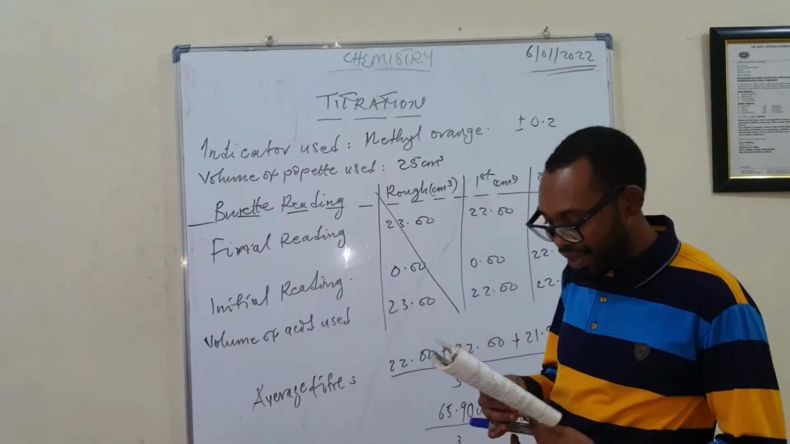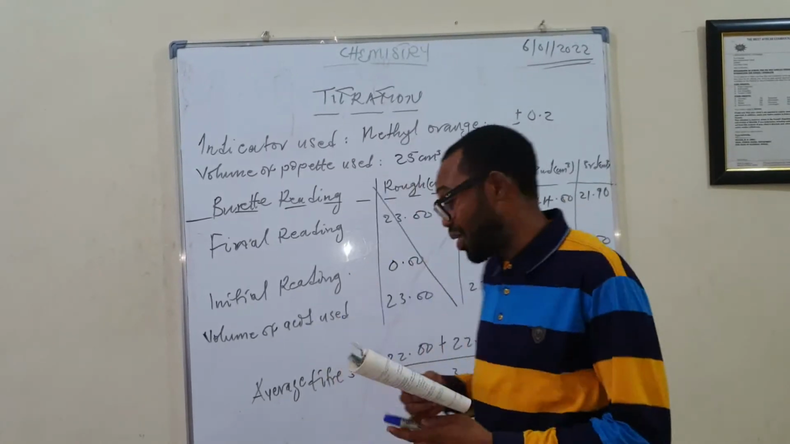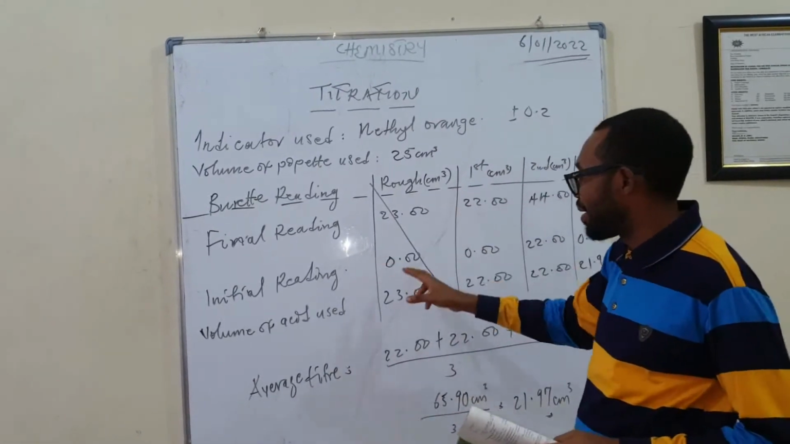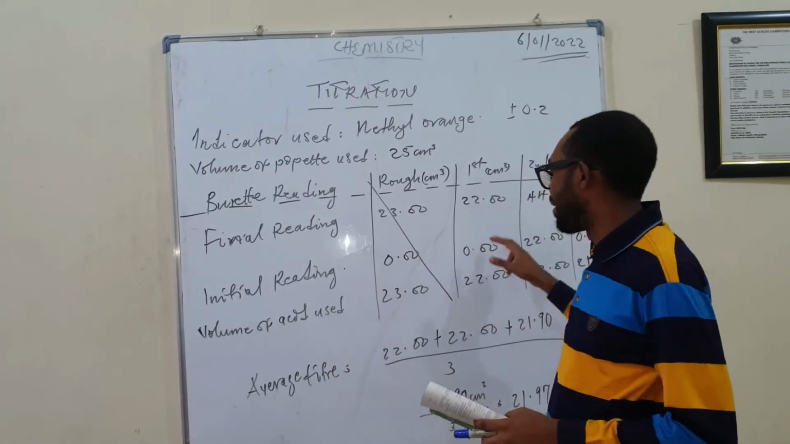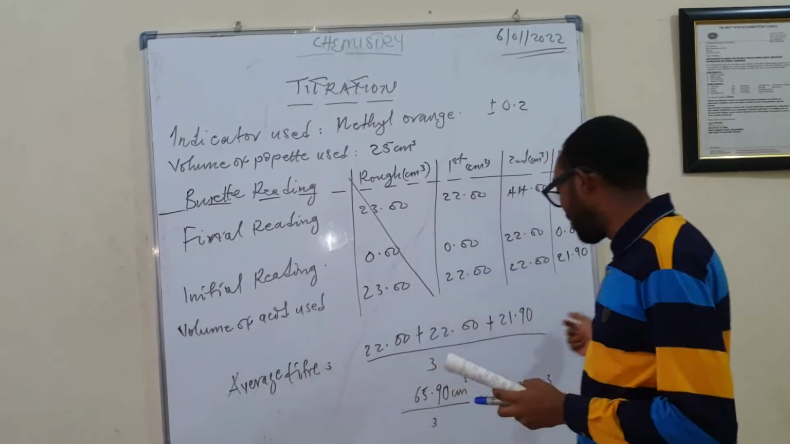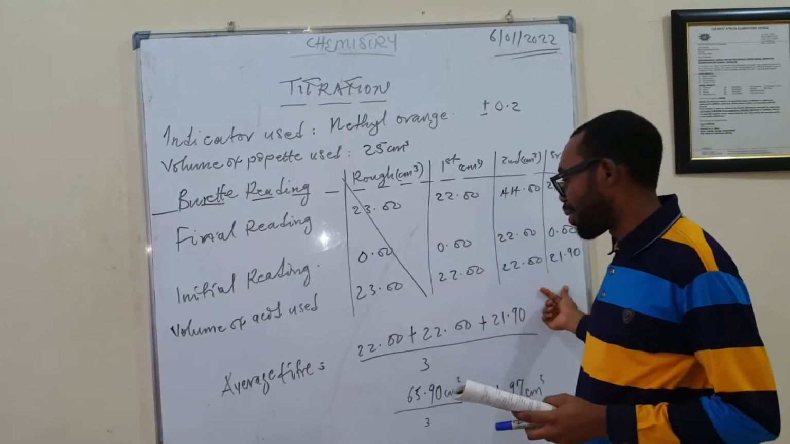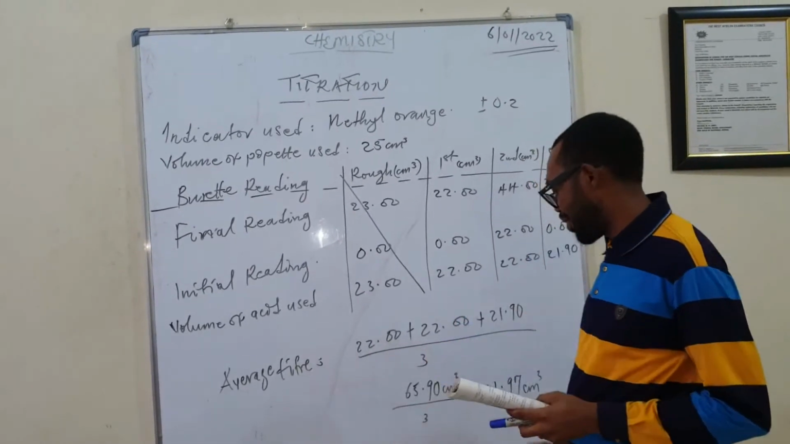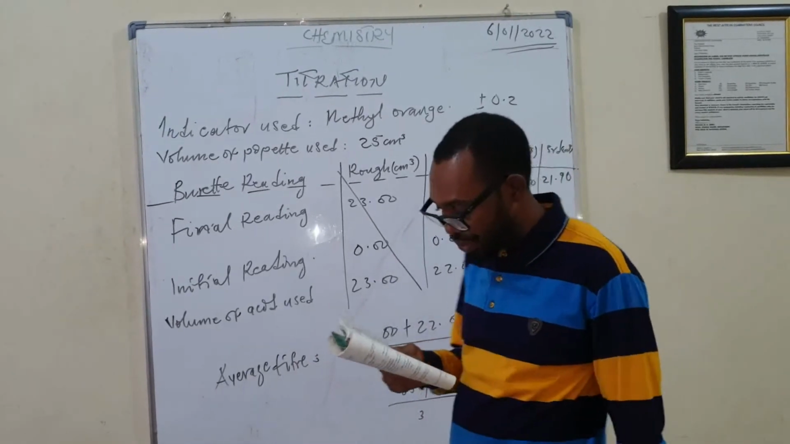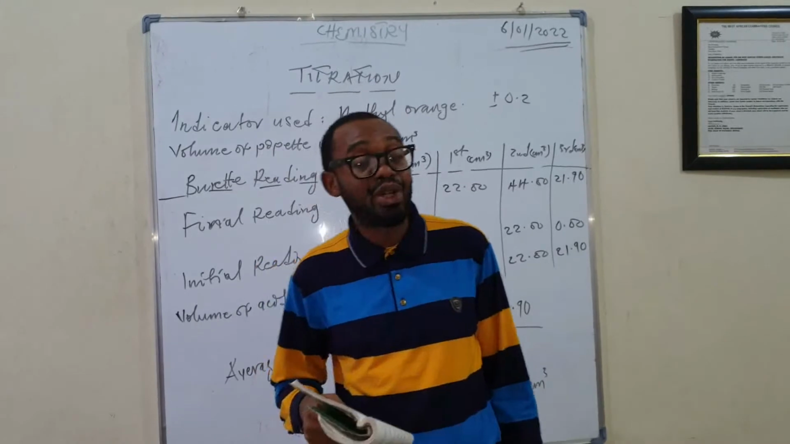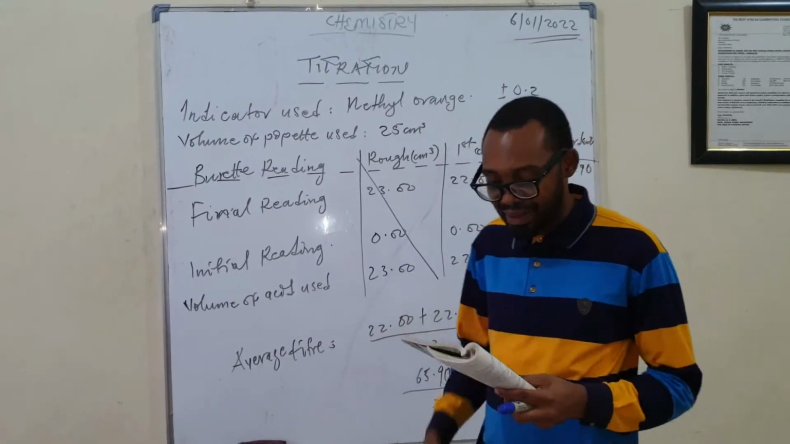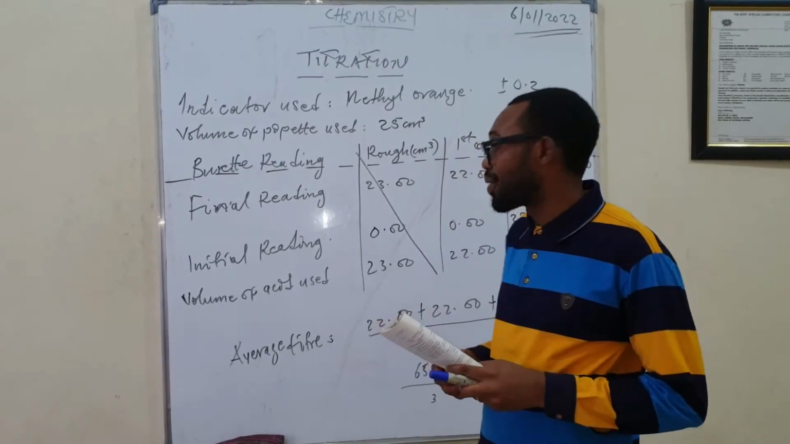We have been mandated to calculate the volume of the acid used, which we've already done. The volume of the acid used is just subtracting the initial from the final. You find the volume of acid quickly. Then the next thing, after the volume of acid from the table, is to find the average titer, which we have also done, 21.97 cm³. We also have to calculate the molar concentration and the mass concentration of the acid.